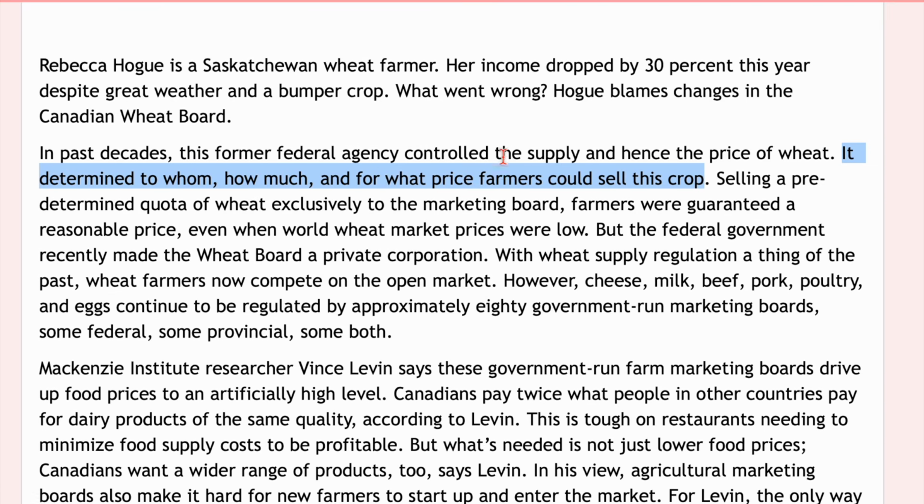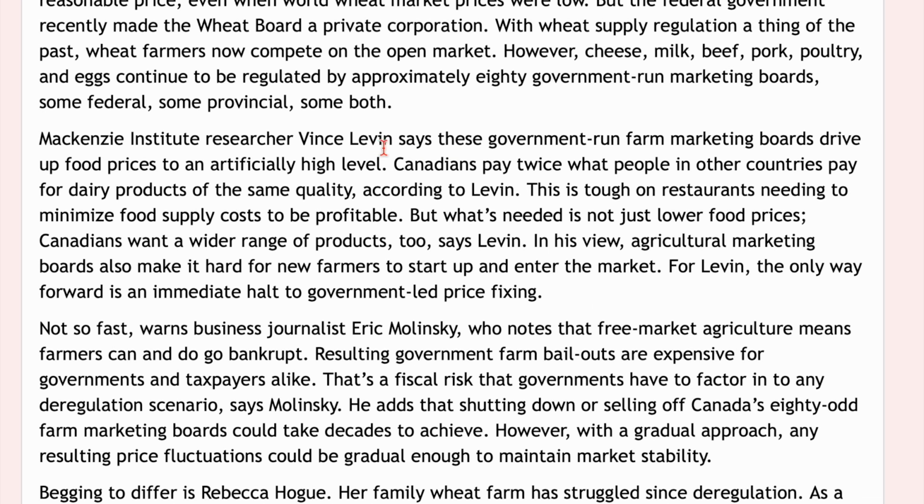So it says over here, Levine says government-run farm marketing boards drive up food prices. And Canadians pay twice what people in other countries pay for dairy products of the same quality. That's very true. Food is very expensive in Canada at restaurants. It's very difficult to have street food, for example. This is tough on restaurants, so they don't help the restaurants.